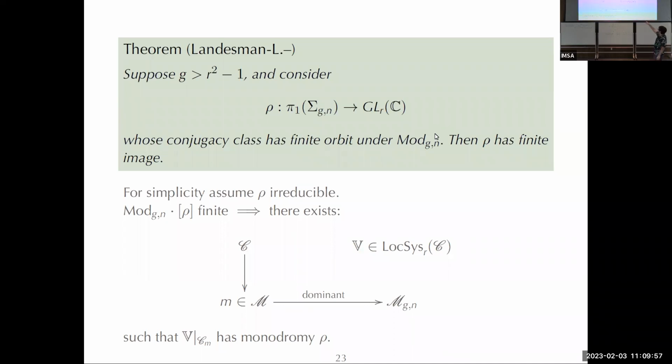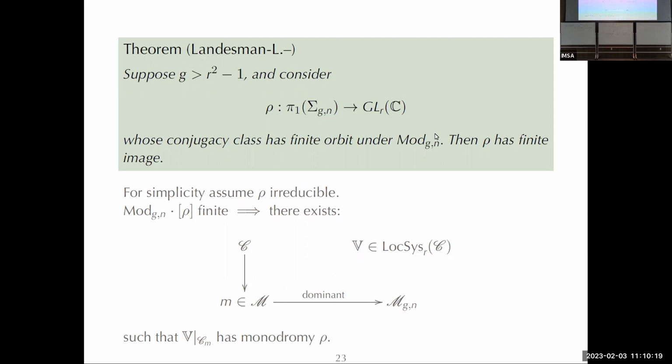For simplicity, I just want to assume that our representation is irreducible. In the main theorem, if rho is semi-simple, you can just take an irreducible component. That will still define a finite orbit. There's a bit of extra work that needs to be done in the non-semi-simple case, but the main idea of the proof is already there if you assume rho is irreducible.